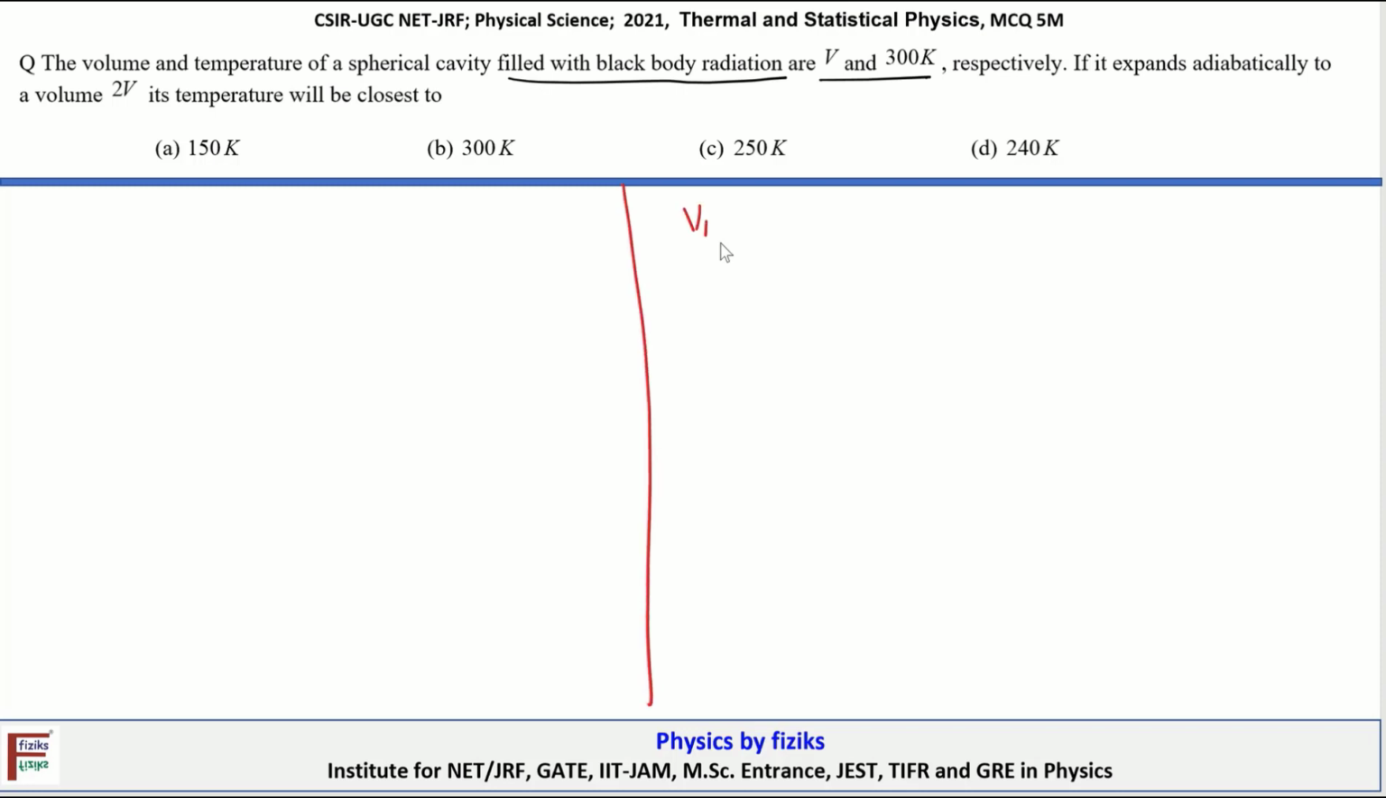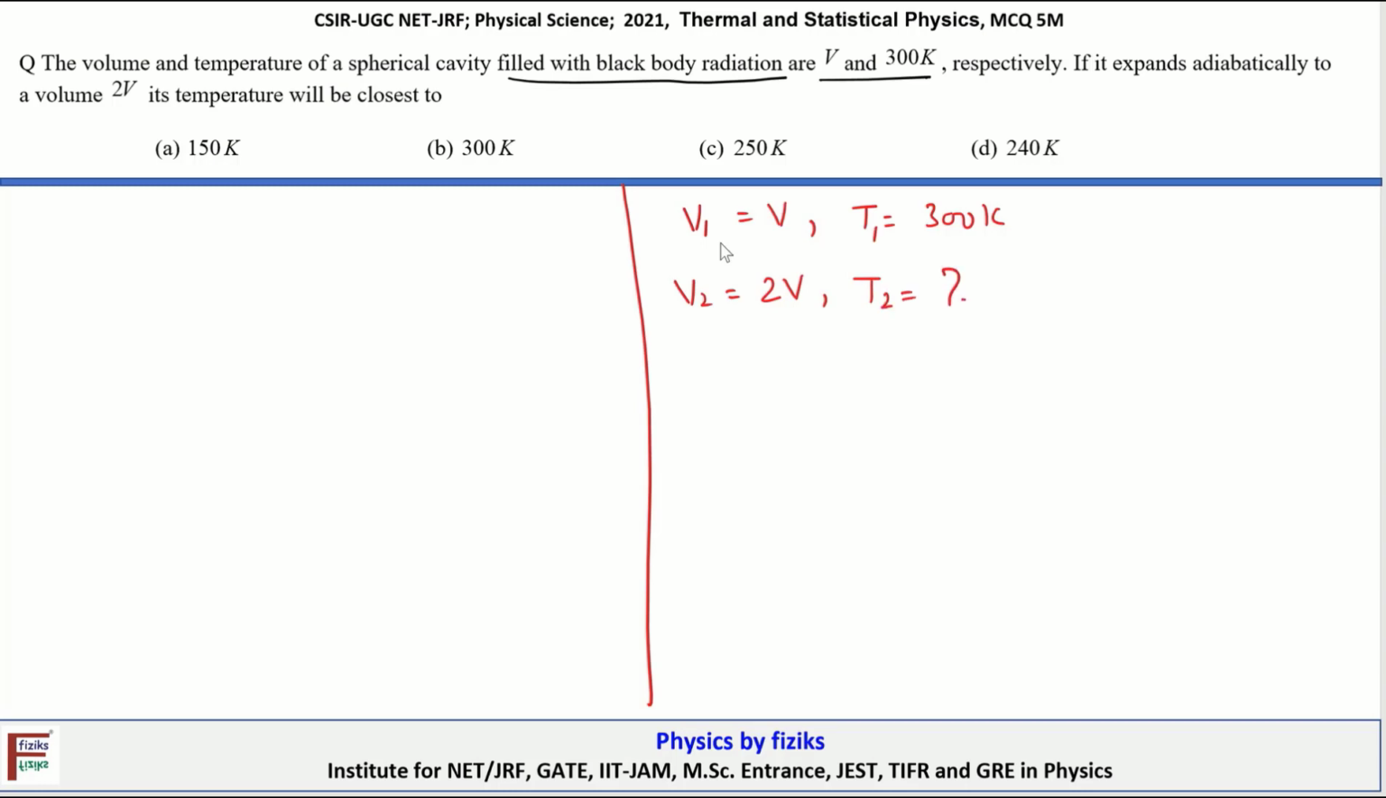Let's call this V1, that is equal to V, and the corresponding temperature of the cavity is 300 Kelvin. If it expands adiabatically to a volume 2V, the volume after the expansion, its temperature will be closest to what? So we have to find the corresponding temperature after its expansion.